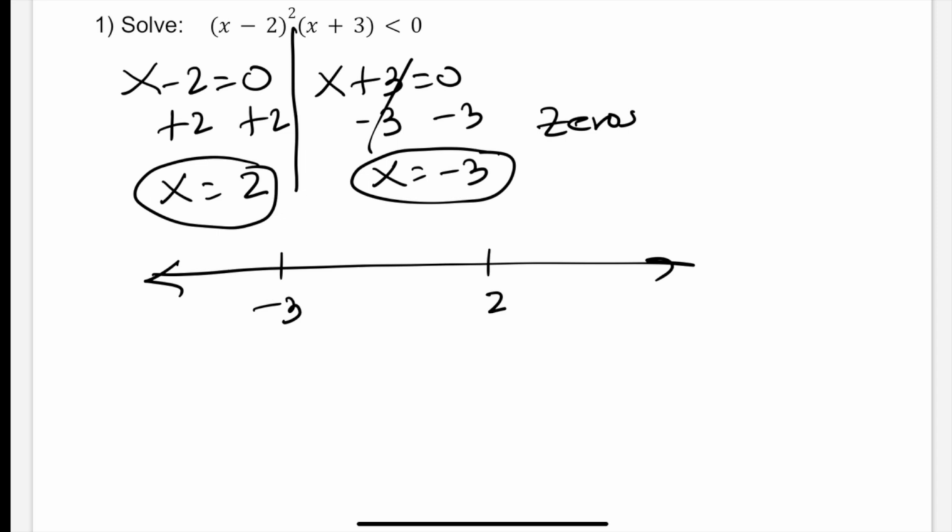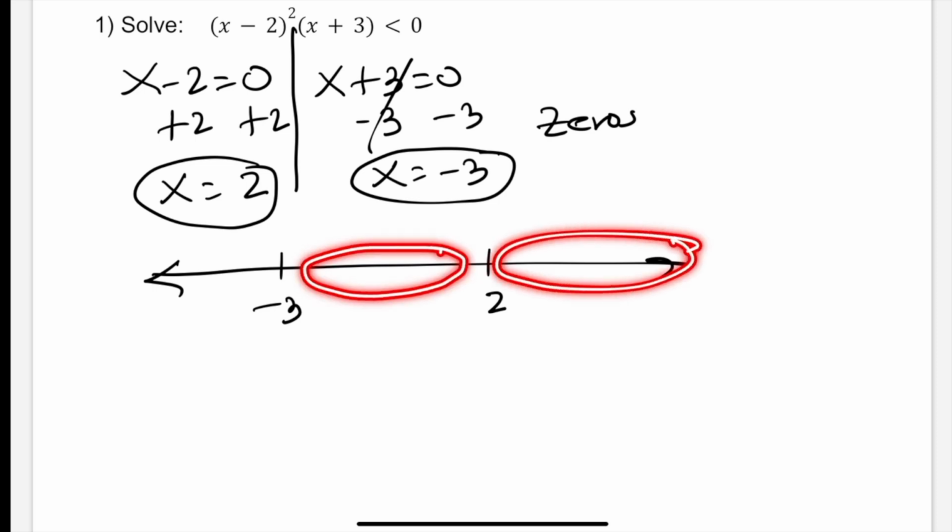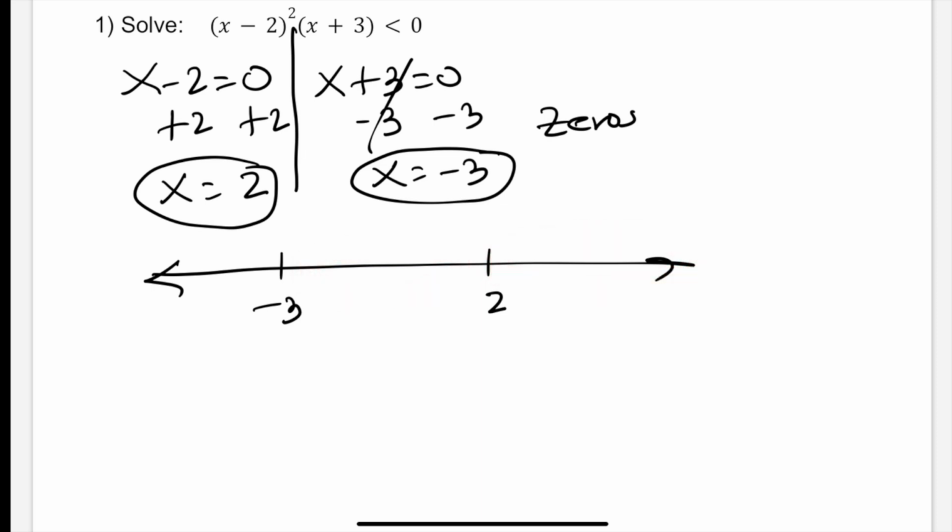All right. What we do now is, this is my number line. I want to check values that are less than negative 3. I want to check values between negative 3 and 2. And I want to check values that are greater than 2. All right. Just one. You don't have to check too many, just one value. And from there, we want to see which one satisfies that those values are less than 0.